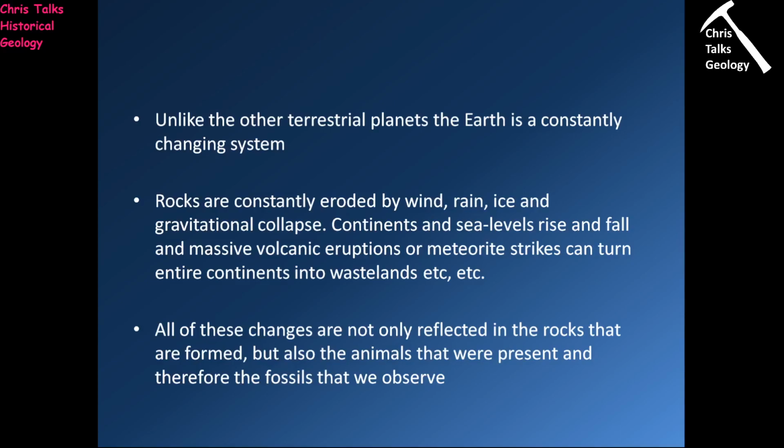We have continents that are moving around, sometimes they'll crash into each other, sometimes they'll rip themselves apart. We have sea levels rising and falling, massive volcanic eruptions, and even the odd meteorite strike. All of these variables can produce changes in the climate, or should I say the climate and the environment, on a local, continental, or even in some cases a global scale.